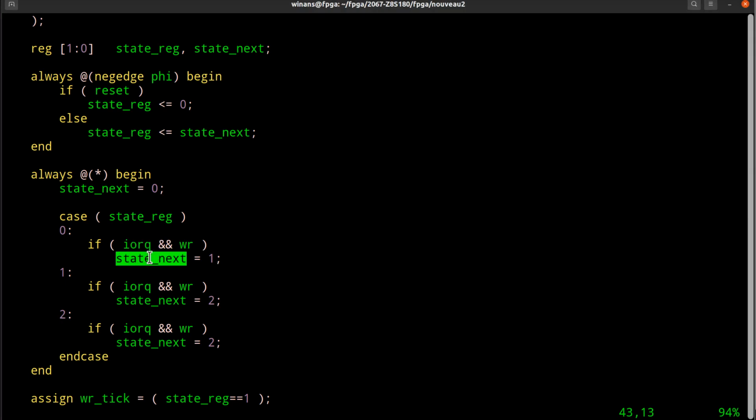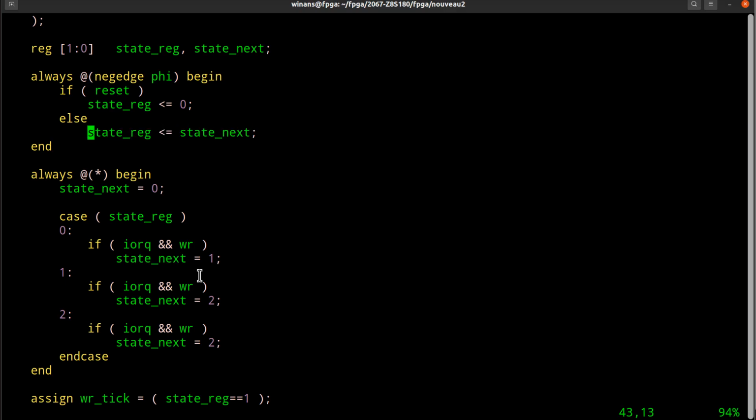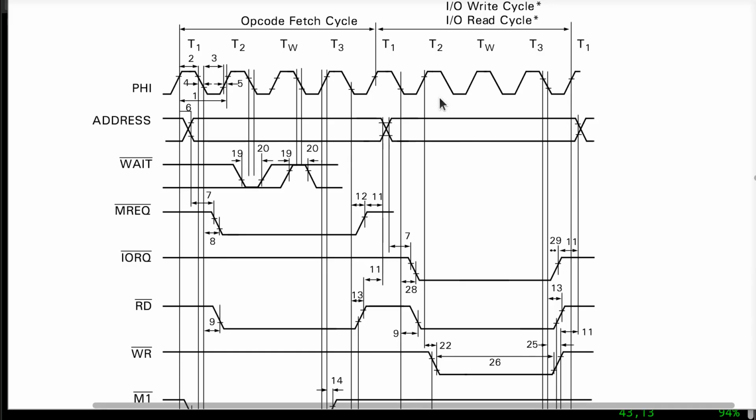I'm going to set state next equal to 1 when that happens. So the next falling edge of phi comes along, and it loads the state register with the next state, and it gets a 1 put in there. So that will be right here. My state becomes 1 at this exact point in time.